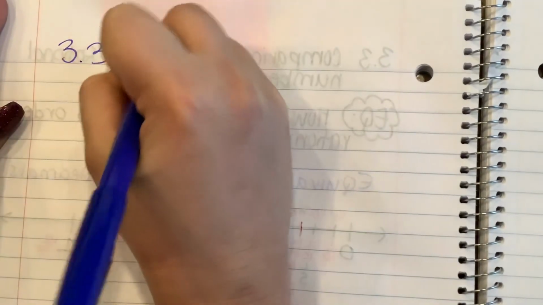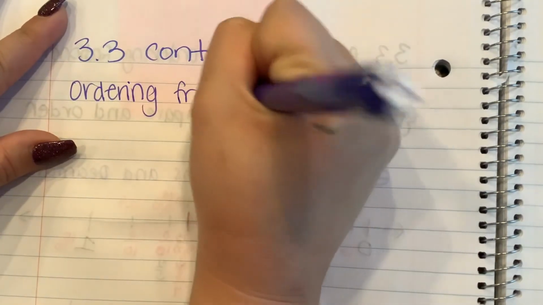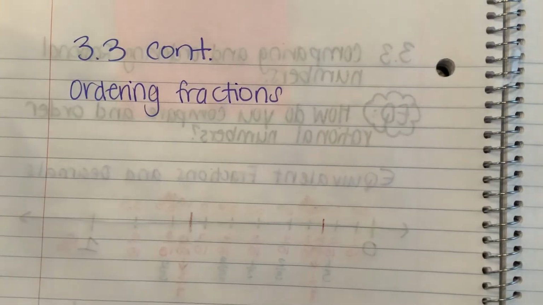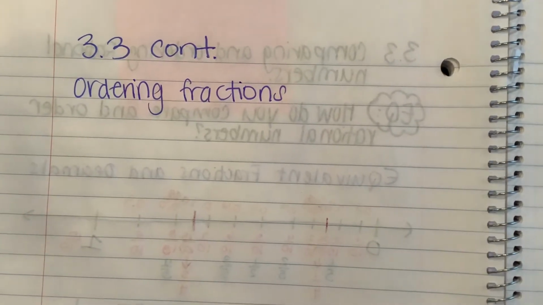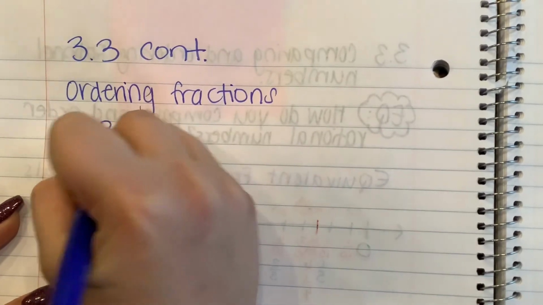Next, we're going to discuss ordering fractions. We're still on Module 3, Lesson 3. It's just continued, so make sure to label the top of your paper. Right now we're going to discuss ordering fractions with a like denominator. So here are the 3 fractions that we have.